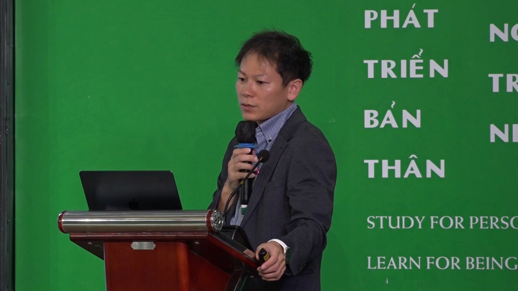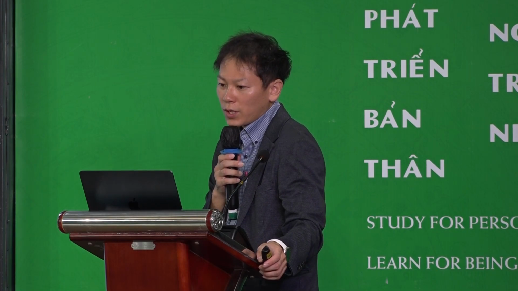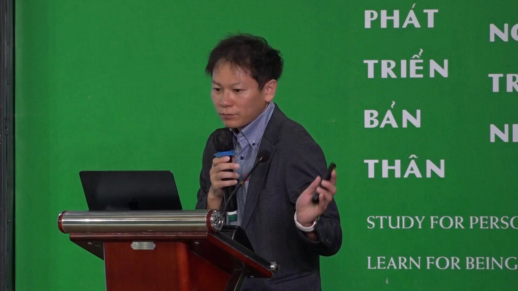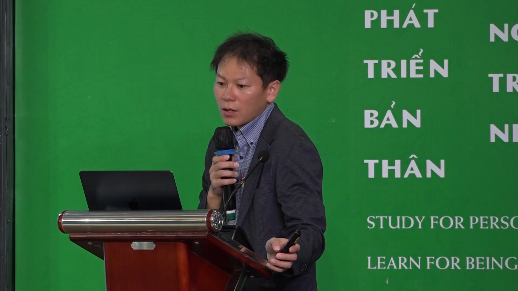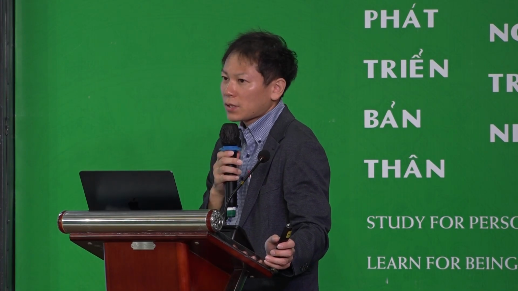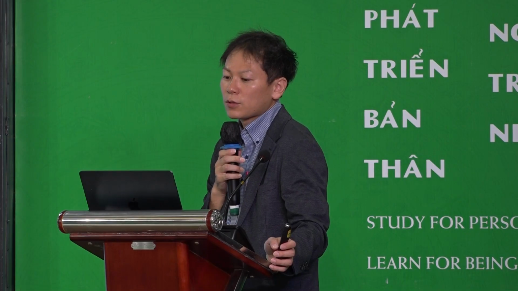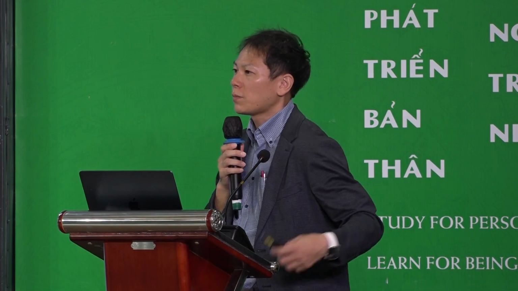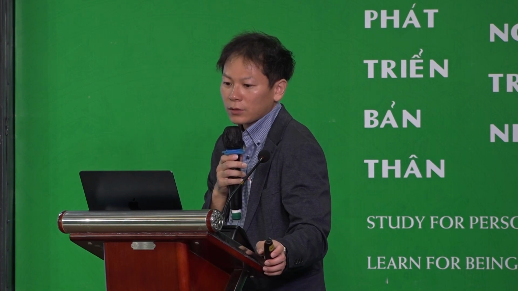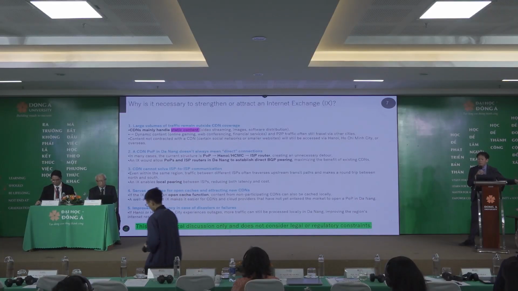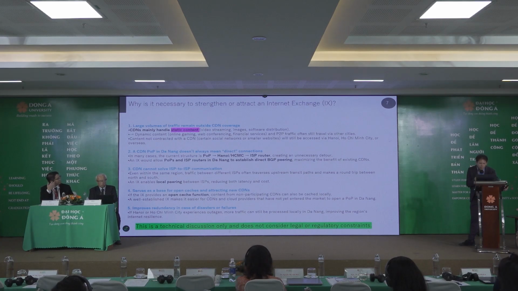What is necessary to strengthen or attract an internet exchange? Large volumes of traffic remain outside CDN coverage. CDNs mainly handle static content. Static content is video streaming, images, software distribution, for example YouTube. But dynamic content, for example online games, web conferencing, financial services, and P2P traffic, often still travels via other cities.